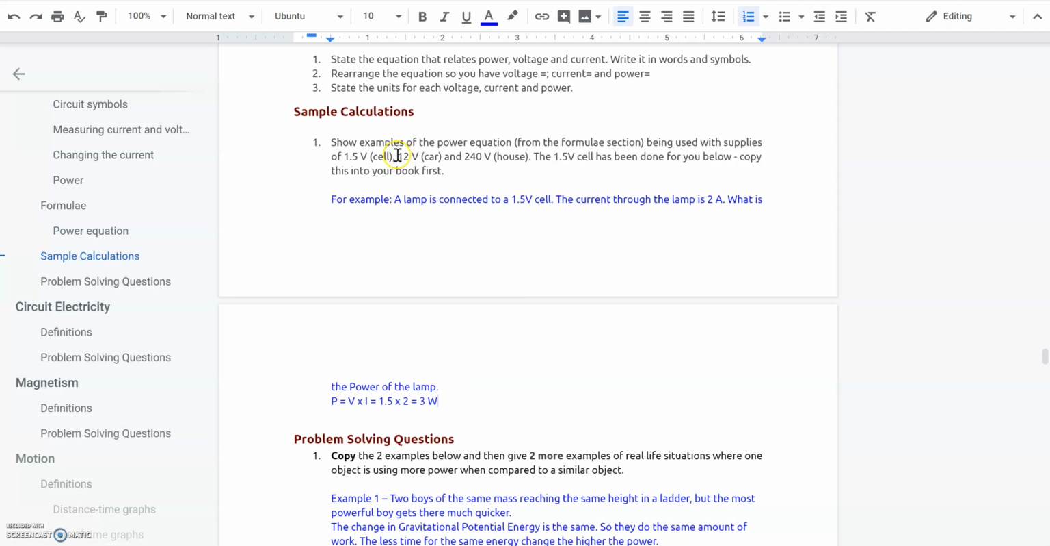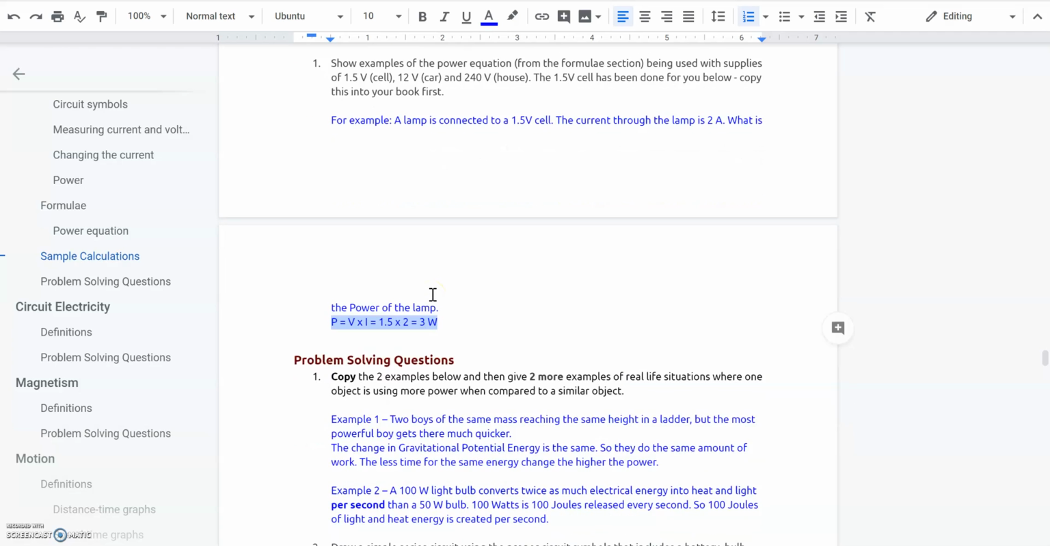What we'd like you to do here is come up with your own examples for the other ones. So the 12 volt, which is like a car battery, and the 240 volts, which is like your house. So you could, for example, say a car battery has a 12 volt supply, and the current flowing through it is 2 amps. What would be the power? And then you could just do the calculation like it is here. So I'll leave you to do that one.